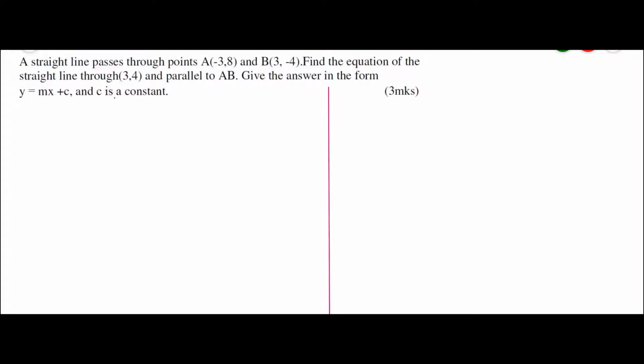A straight line passes through points A(-3, 8) and B(3, -4). Find the equation of the straight line through point (3, 4) and parallel to AB. Give the answer in the form y = mx + c, where c is a constant. So, solution.